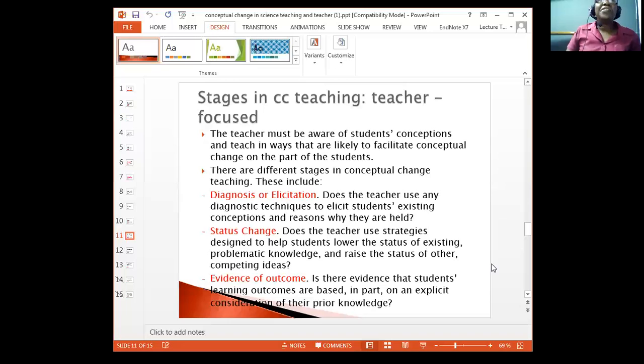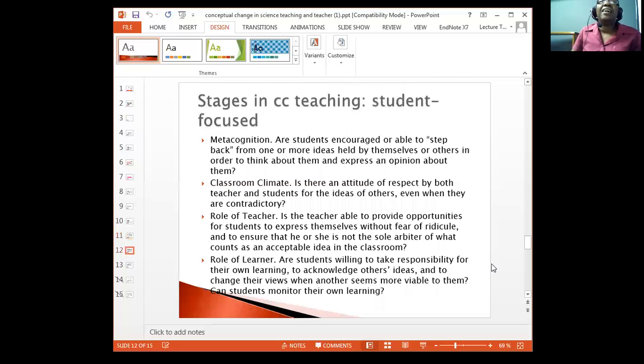All right, so that's the teacher part in terms of the stages in conceptual change teaching. All right, let's look at the student focus now. So some of the things that the student needs to go through: metacognition, right? Thinking about their thinking. So do we provide, or are we encouraging the students to spend time reflecting? Do we give them sufficient time to reflect on the ideas?